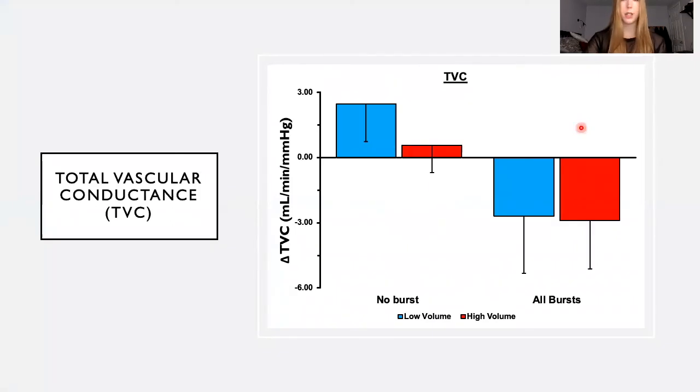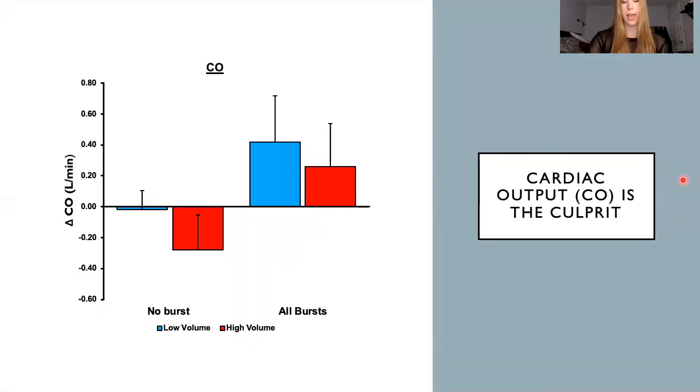Given that total vascular conductance in response to an MSNA burst was similar across volumes as seen here, the difference in the pressor response we saw is not likely attributed to altered vasoconstriction. However, since we know that blood pressure is changing and TVC stayed the same, that means that cardiac output is the likely culprit. And as we can see here, cardiac output was increased at low lung volumes compared to high lung volumes.